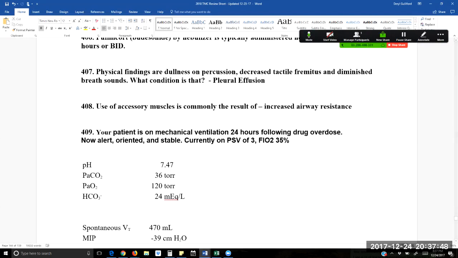Number 408, use of accessory muscles is commonly the result of what? Most commonly, increased airway resistance. Accessory muscles kick in when it's difficult to move air through the airways, and that is increased airway resistance.